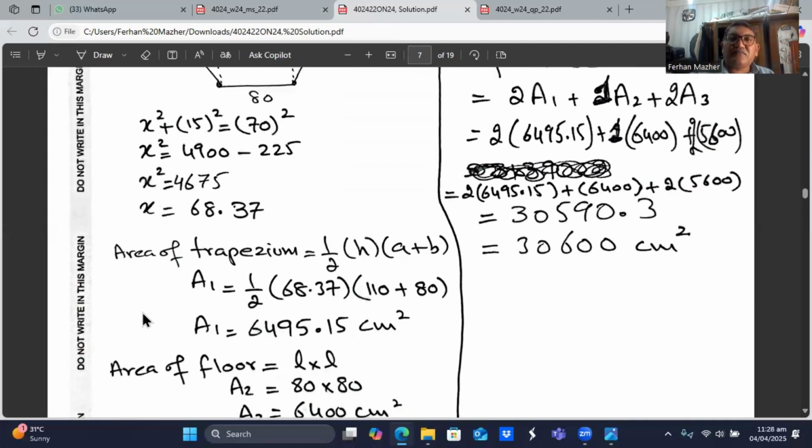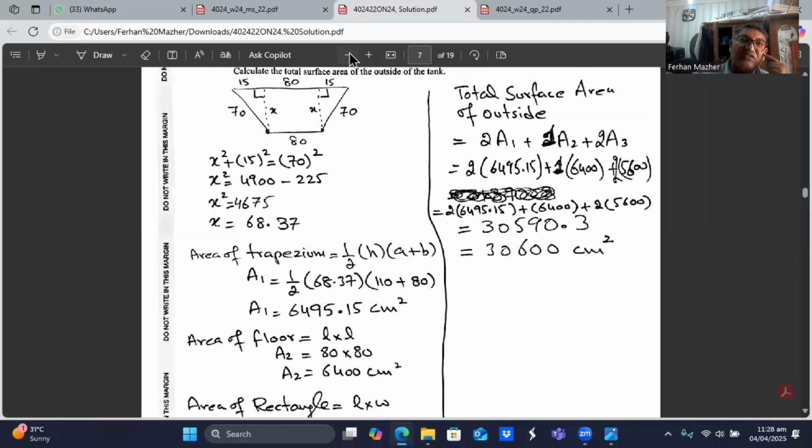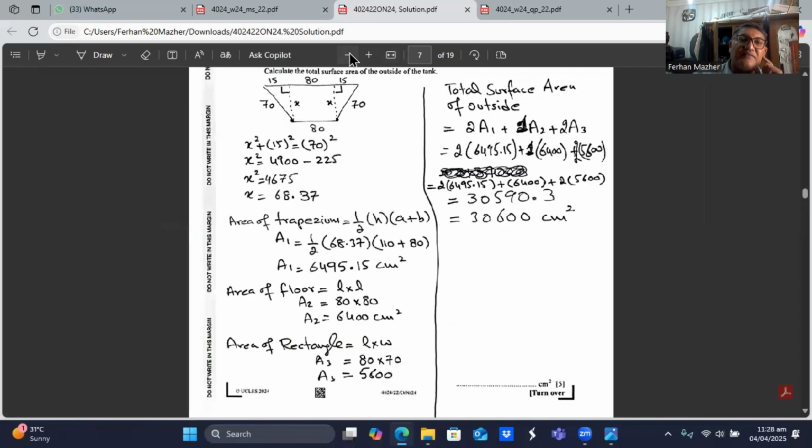Now the total surface area of the outside will be, there are two trapeziums, one base, and two rectangles. So it will be 2 into 6495.15 plus 6400 plus 2 into 5600. So when you do this calculation, it is 30590.3, which is approximately 30600 centimeter square.